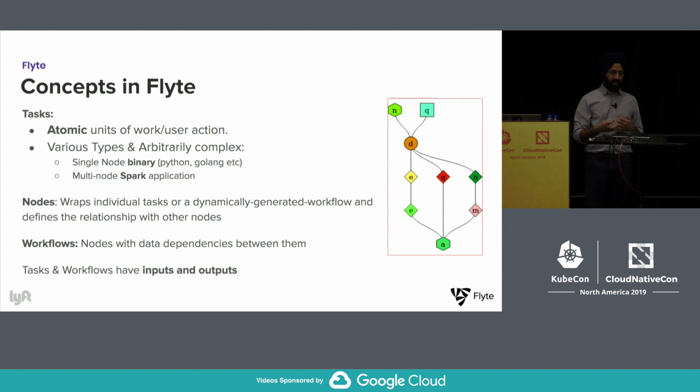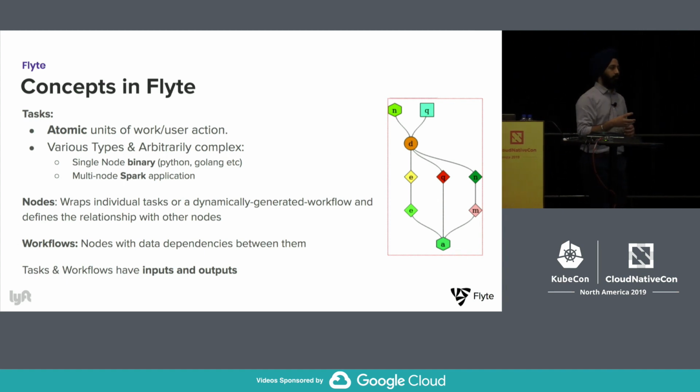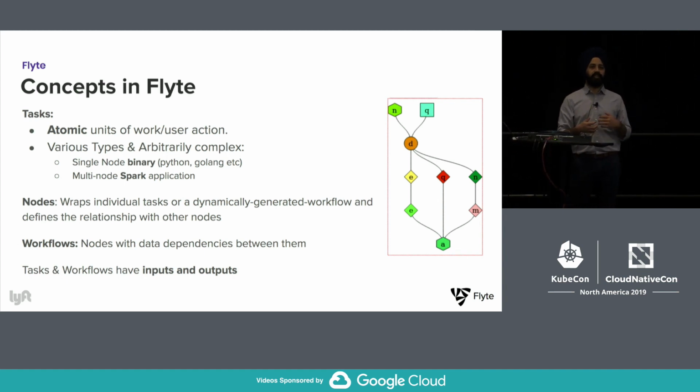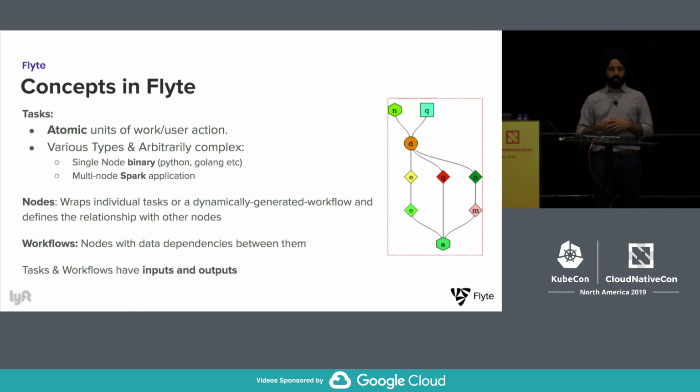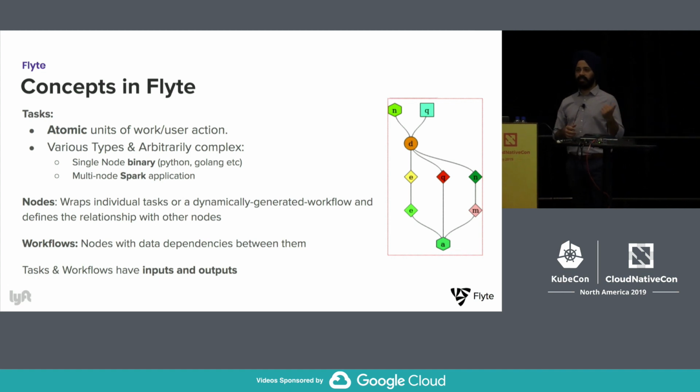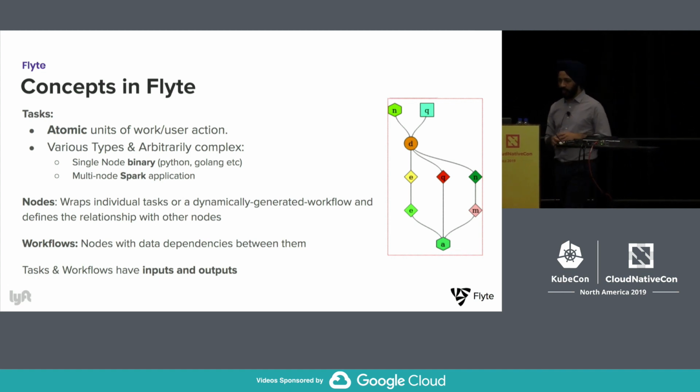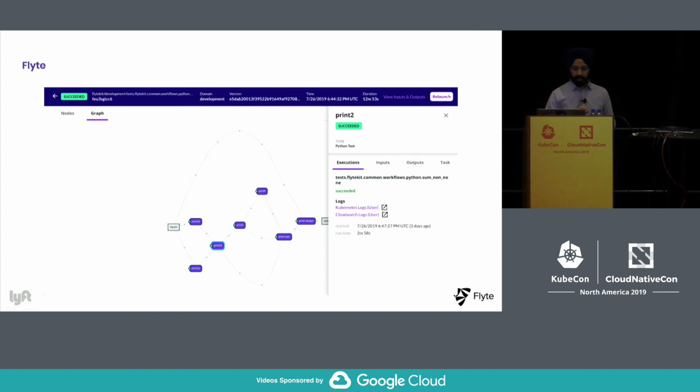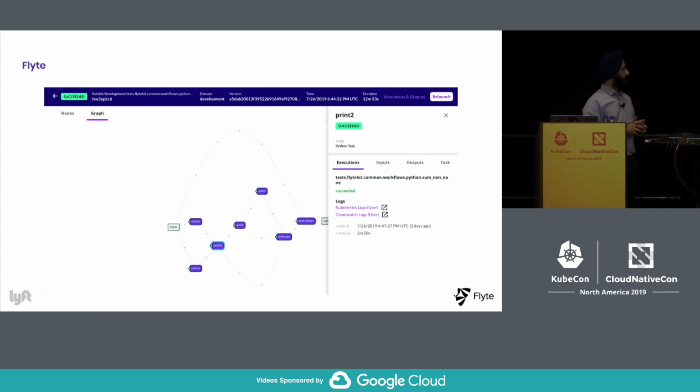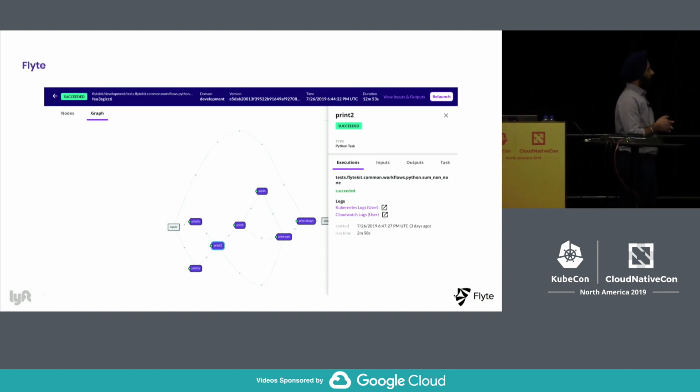So you use those tasks, you wrap them with the resources you need and the relationship with the rest of the nodes, and that becomes a node for you. And you take a bunch of those nodes, you define a graph, and it's called a workflow in our system. A workflow is a set of nodes with some dependencies between them, and both tasks and workflows can have inputs as well as outputs.